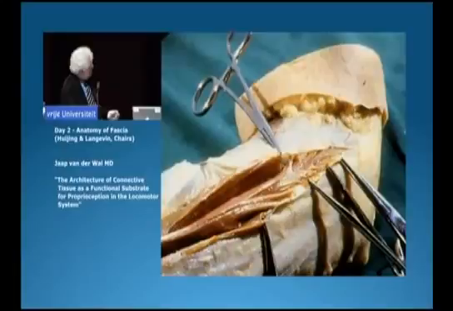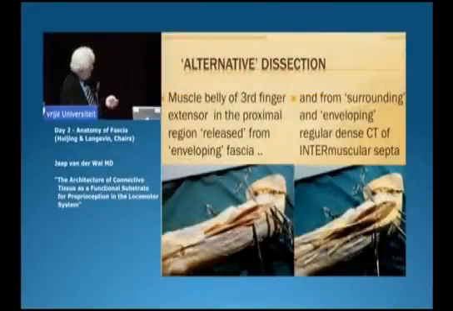You see that every muscle vesicle of that so-called third finger extensor is connected with connective tissue, intermuscular septa, antebrachial fascia, with another intermuscular septa. So that's how it works. And if you want to take out that muscle, you have to do that by releasing all those muscle vesicles from the so-called enveloping fascia.